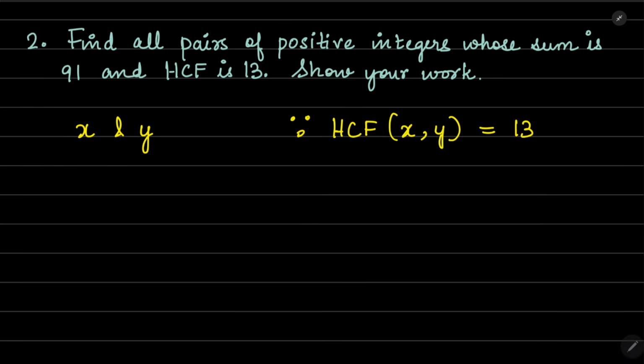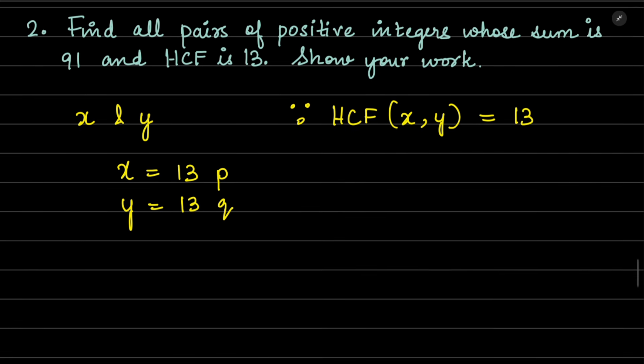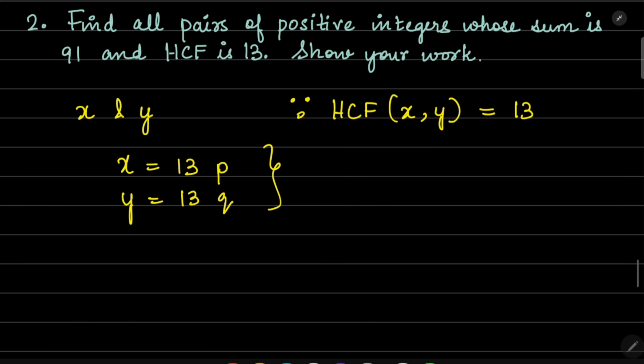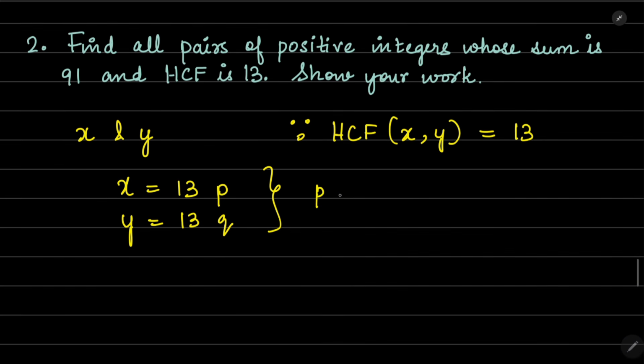Okay, so x is nothing but 13 into something, right? It comes in the multiplication table of 13. 13 into something is giving you x. And for y also, 13 multiplied by some number is giving you y. So let this be P and let this be Q, where P and Q are coprime.